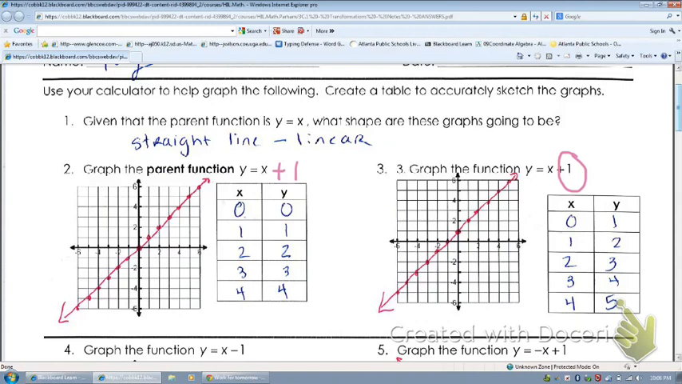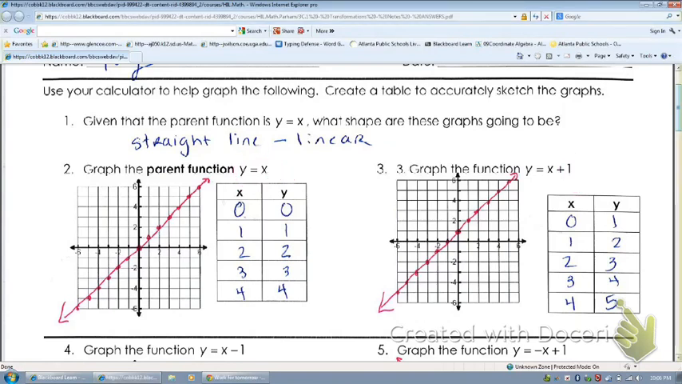Anytime you see something you're adding or subtracting to a parent function, which is y equals x, you're going to be moving up or down. If it's positive, of course, you're going to move up, and if it's negative, you're going to move down. Just that easy. All right? So let's go to the second one.